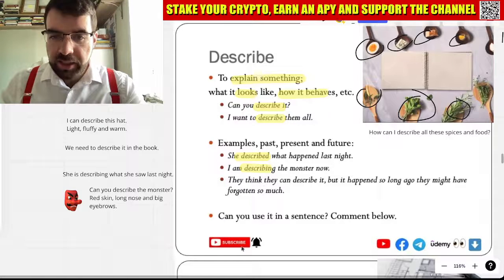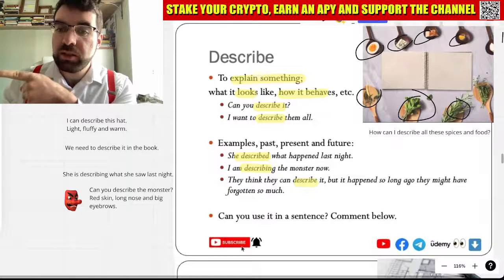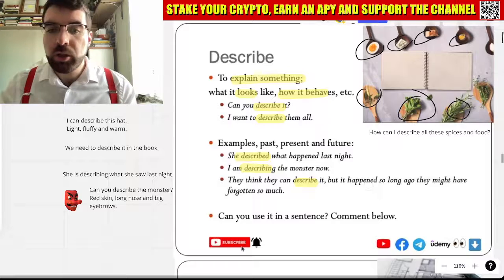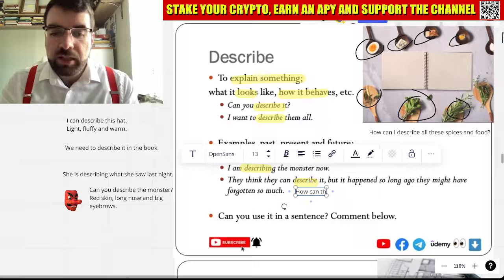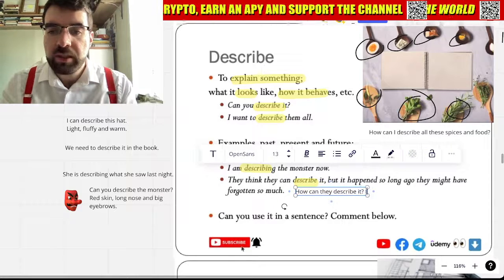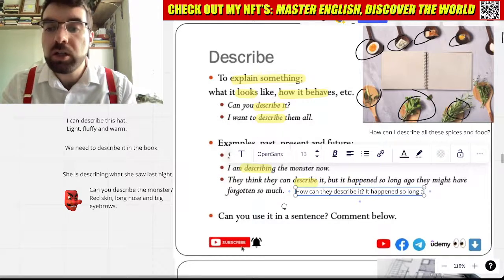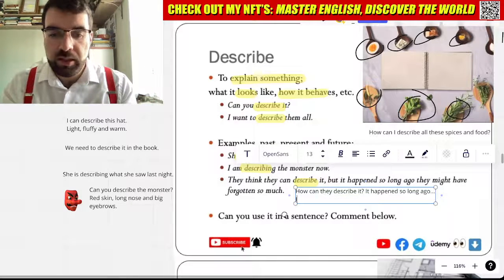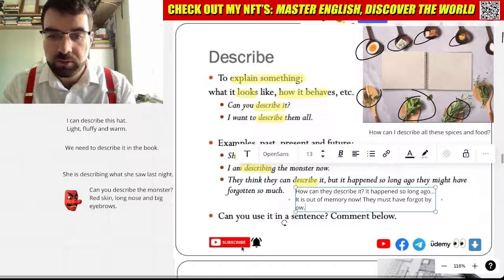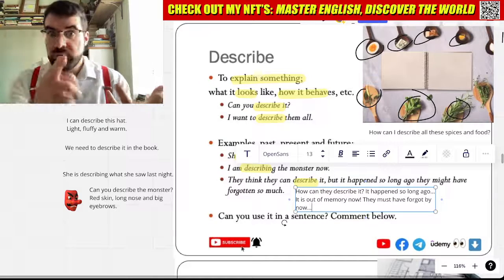Yes. They think they can describe it, but it happened so long ago they might have forgotten everything. How can they describe it? It happened so long ago. It's out of memory now. Yeah, they forgot. They must have forgot by now. I guess so.